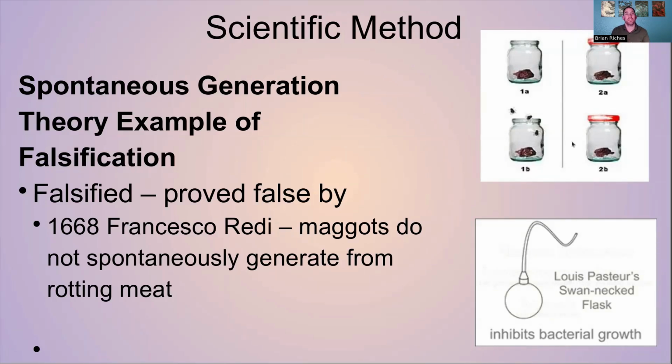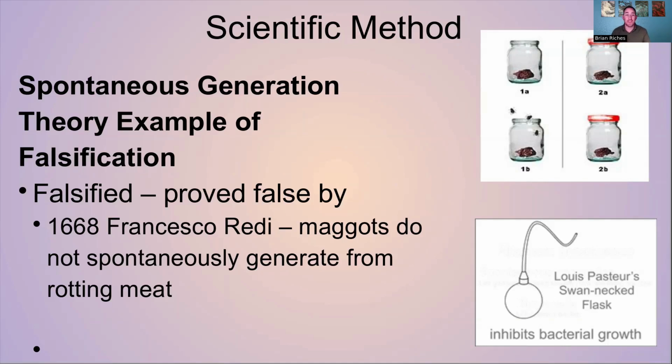The one that was sealed did not have maggots or flies. So everybody threw away spontaneous generation and we didn't use it anymore? Not exactly. It takes more than one crucial experiment or critical experiment to shift to a new theory, almost always.